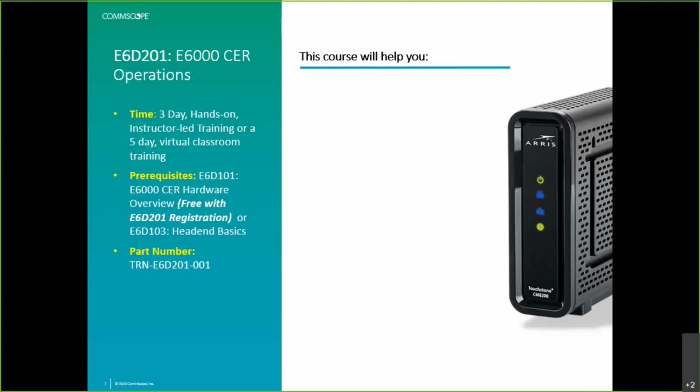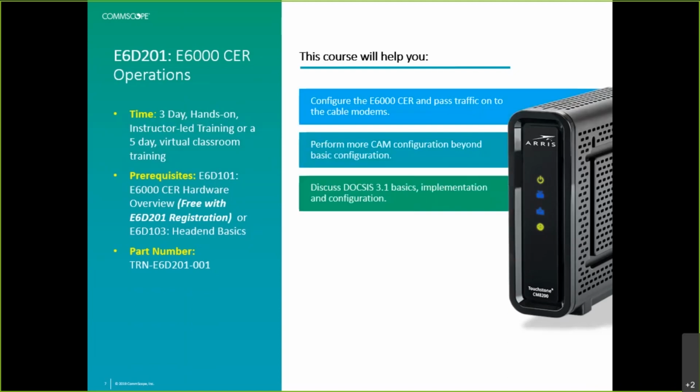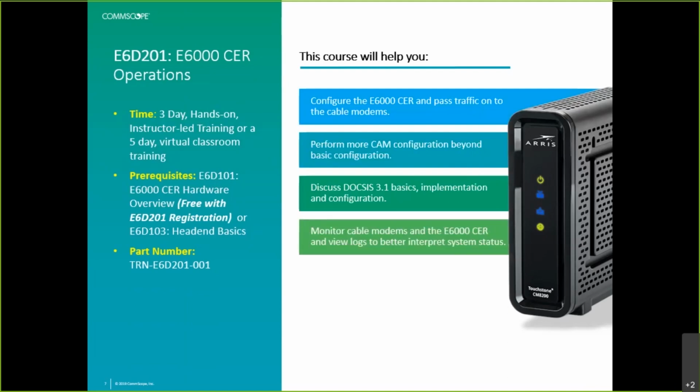And in this course, this will help you to get a much better understanding of the E6000. So it will begin with configuring the E6000 and being able to pass traffic onto cable modems. We'll also perform CAM configuration beyond the basic configuration, setting up things such as channel bonding, additional upstream modulation profiles. It also contains a significant amount of DOCSIS 3.1 configuration. So we'll go in and discuss DOCSIS 3.1, and we'll see how the E6000 implements DOCSIS 3.1 at the current level. We'll also be able to monitor cable modems and the E6000 and view logs.